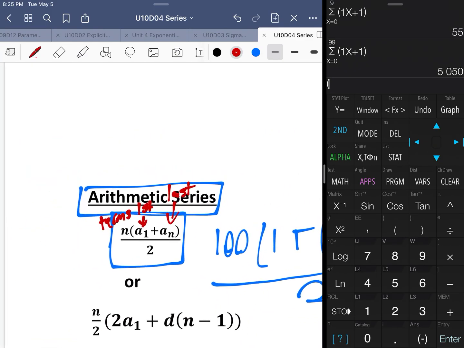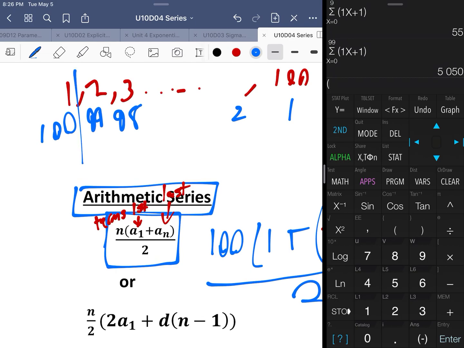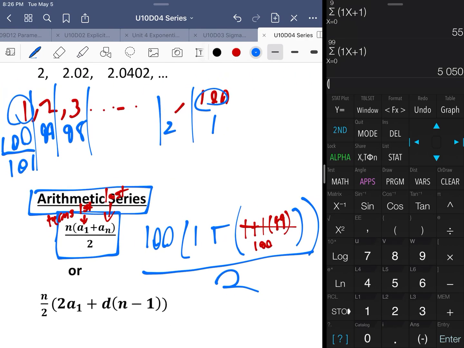Now, I can get into where this formula comes from. If you list all the numbers, 1, 2, 3, etc., all the way down to the last number, which would be 100, and then write them backwards, we would get 100, then 99, then 98, and so on. If you group all the numbers in pairs, every time you add each pair, you get 101, which is the sum of the first term and the last term. So we'd get 100 of those because we'd have one for every number. So there'd be 100 101s, which is what this says.